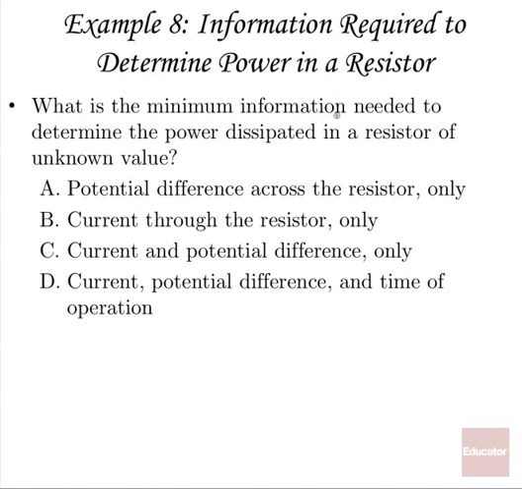Let's try one more. What is the minimum information needed to determine the power dissipated in a resistor of unknown value? Remember, power equals current times voltage. So if we have just the potential difference across the resistor, just V, we don't have enough information. If we have just the current through the resistor, we're not going to do it. Current and potential difference, yeah, that'll do it. And current, potential difference and time, no, we don't need time. That can't be the answer. Correct answer, current and potential difference only.